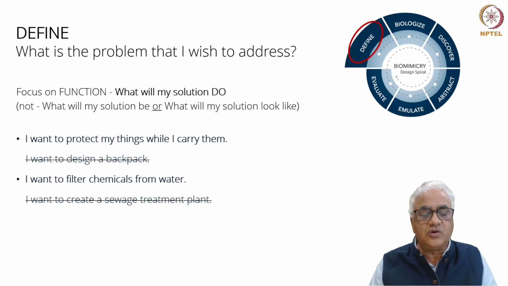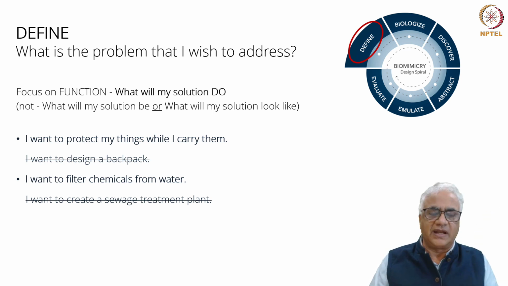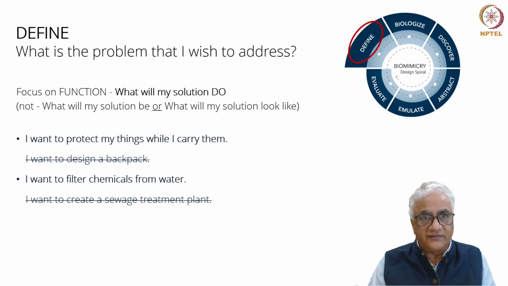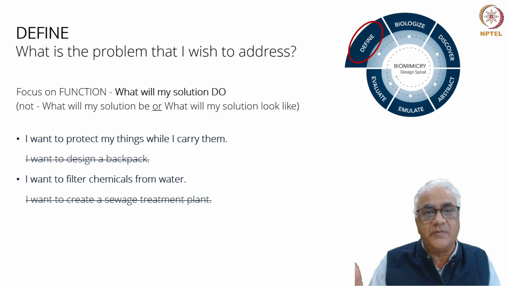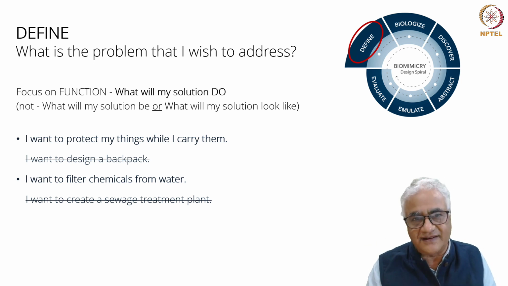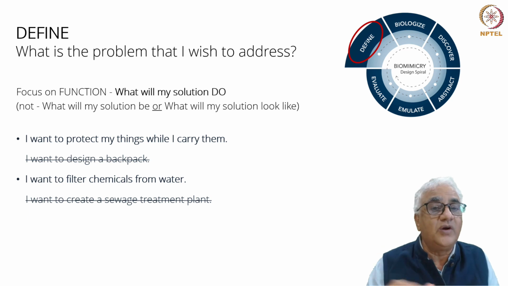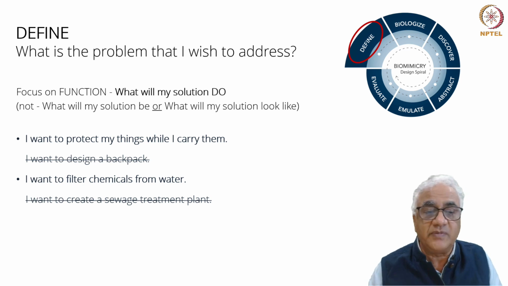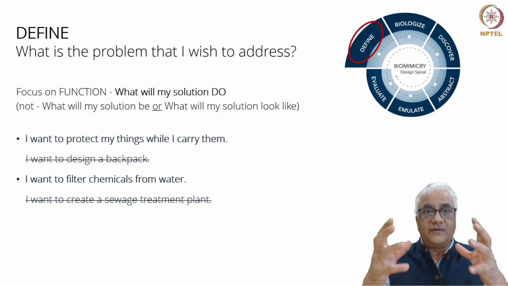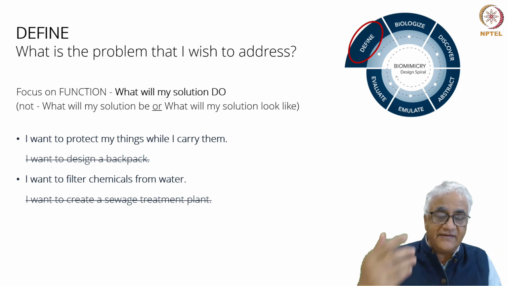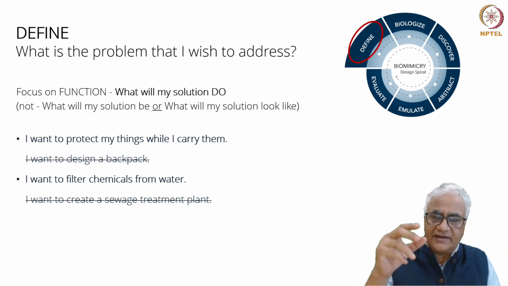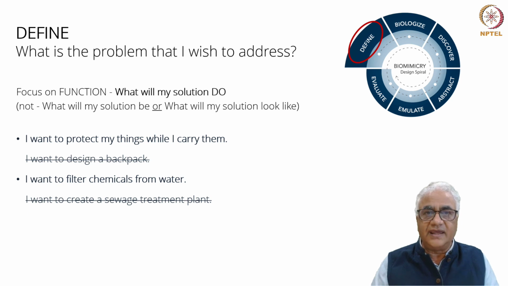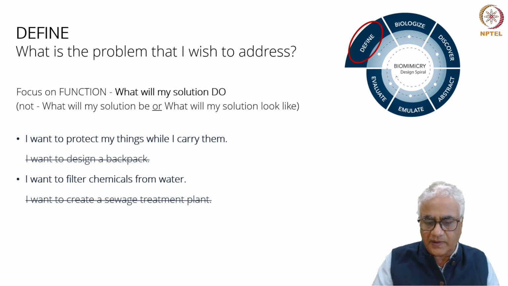You don't say, I want to create a sewage treatment plant. You don't say that, because when you say that, you're limiting yourself. Instead of that, you say, I want to filter chemicals from water. Look at the beauty of that sentence. There's a verb in it. What do you want your solution to do? I want my solution to filter chemicals from water. What do you want your solution to do? I want my solution to protect my things while I carry them. See the power of that, right? The creativity is much better. You know exactly what you want to do rather than saying, this is what I want to make.